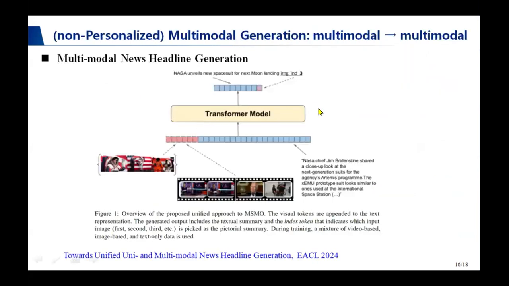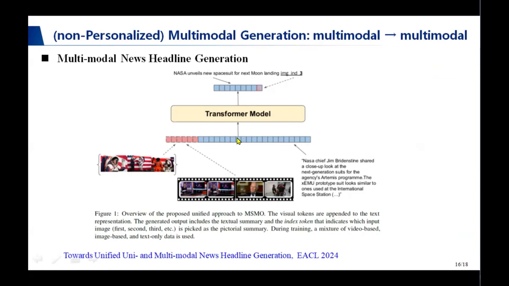Okay, and this final one, it is multimodal generation, from multimodal to multimodal, but this one is not personalized. So it's still news headline generation, but it's not personalized. I think it can be easily used for personalization. So it provides a way to fuse different modalities. It's actually quite simple. You just append the other modalities to the text model. So like image or videos, it will just append it there, put them together. This is the same way as the second work I presented.